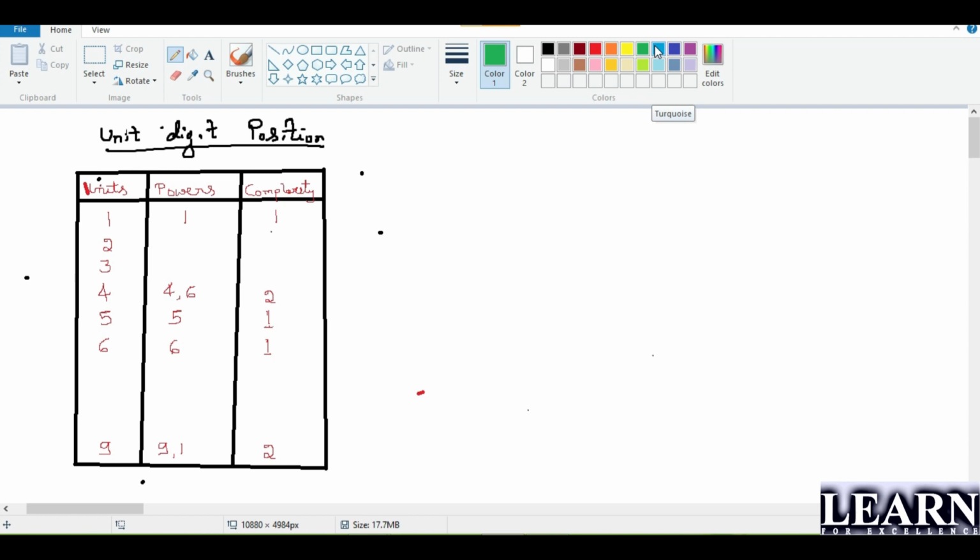Okay, now if I'm talking about powers of 2, 2 power 1 is 2. I'll just make a note of it. 2 square is 4. 2 cube is 8, and 2 power 4 is 16, 2 power 5 is 32, again it ends with 2, 2 power 6 is 64, again it ends with 4, 2 power 7 is 128, again it ends with 8. So it will keep on repeating. So I can tell the complexity of 2 is 4.